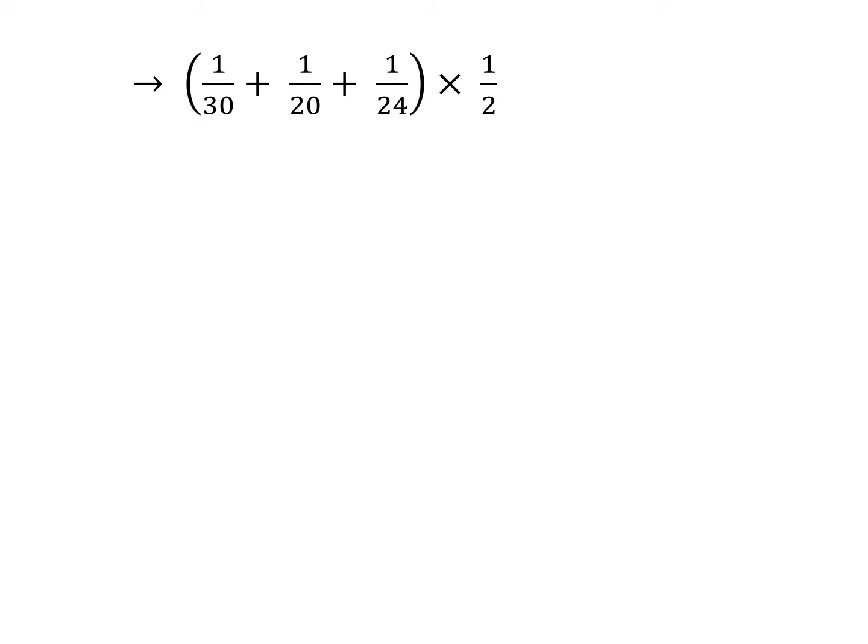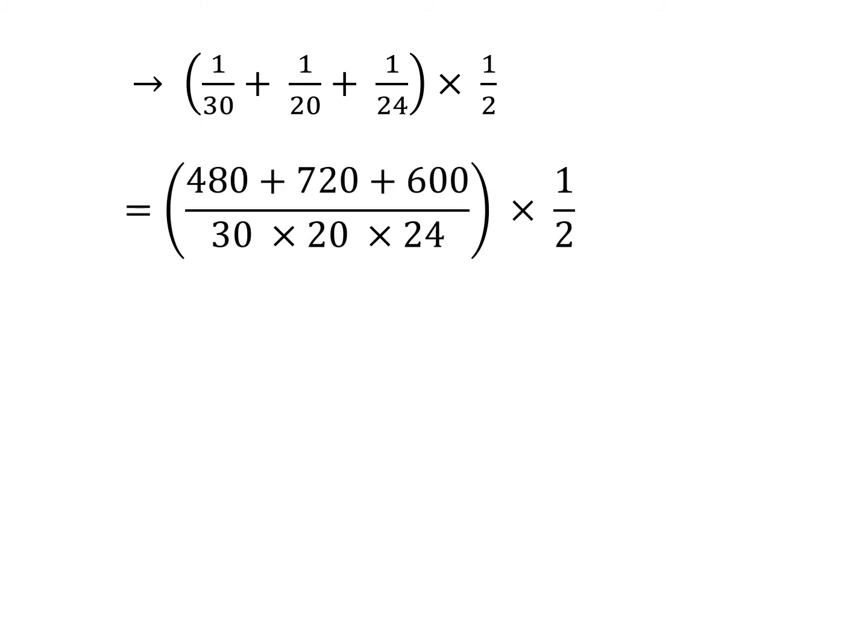If it is taken as 30 times 20 times 24, the equivalent value here for the numerator of the first fraction, we have to take the product of 20 and 24, that is 480. To find the numerator of the second equivalent fraction, because its denominator is 20, we have to multiply 30 and 24, that is 720.